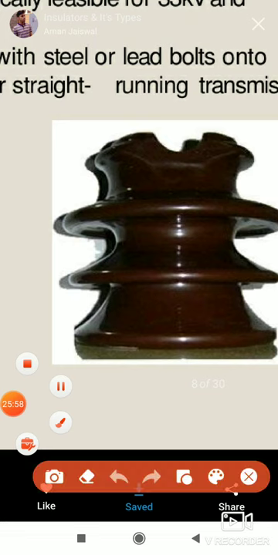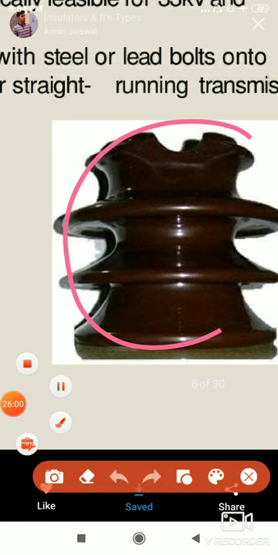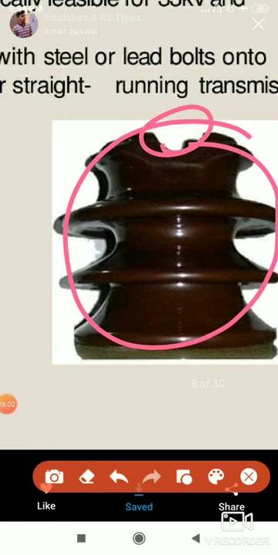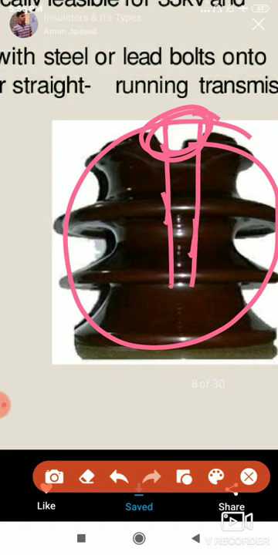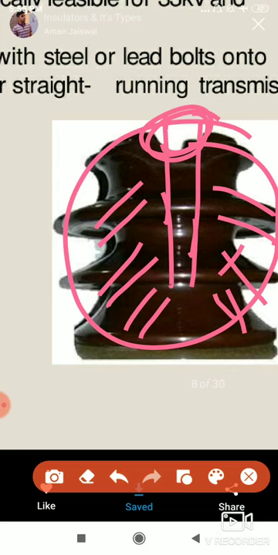Suppose this is a pin type insulator, right? So there is a groove. Groove means it is having a steel plate. The steel plate has to be placed here. When placing it, what do we have to do? We have to tighten it to the steel plate. When tightened, there will be cracks on the insulator.